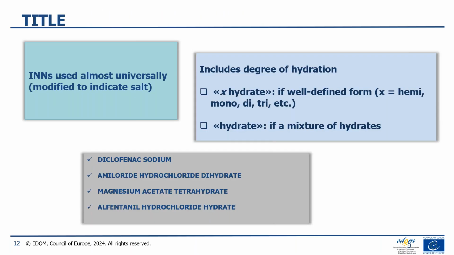The international non-proprietary names are almost universally used as titles of our monographs. They are modified to indicate the salt, and they also include the degree of hydration. For a well-defined hydrate, you will find the term hemi, mono, trihydrate, etc. in the title of the monograph. If a monograph covers a mixture of hydrates, then the terminology "hydrate" would be given. In the gray part below, you will find some examples that you can study and ask questions about after this presentation.